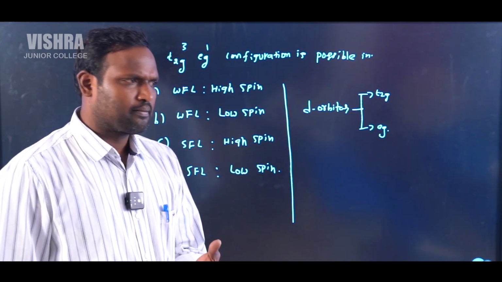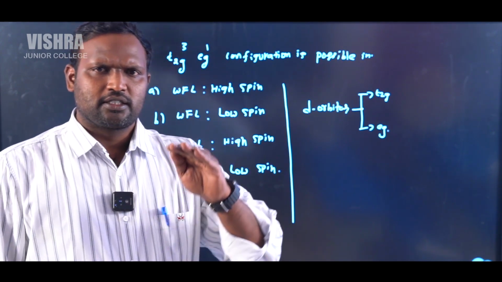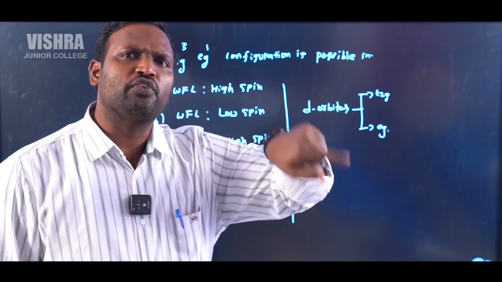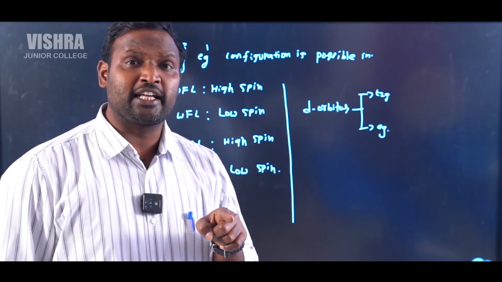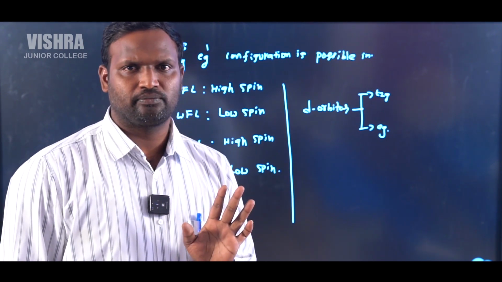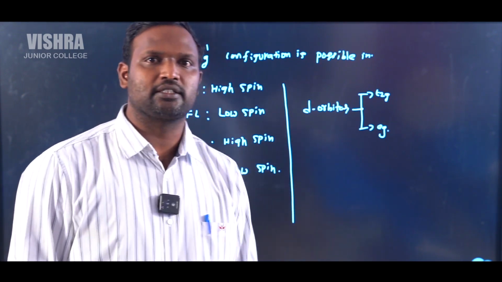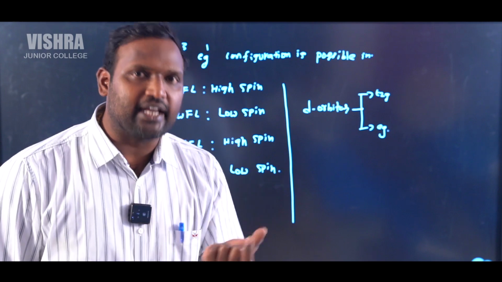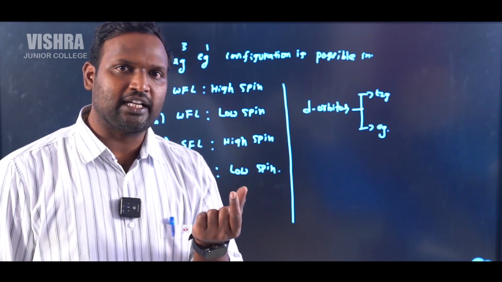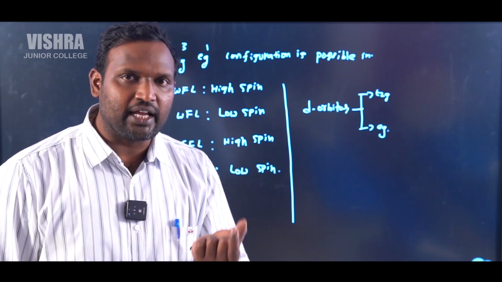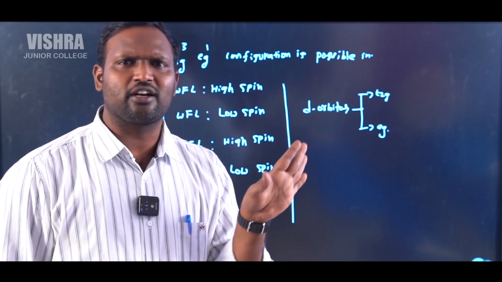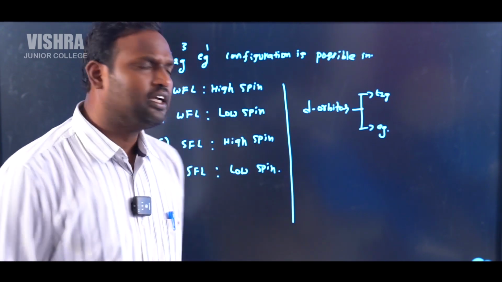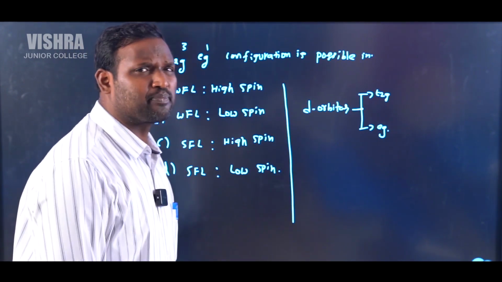So whenever the central metal ion is bonded with a strong field ligand, then electron pairing takes place against Hund's rule. Then it becomes a low spin complex. Whenever the central metal ion is bonded with a weak field ligand, then there is no change in the electronic configuration of the central metal ion. In this case, it represents a high spin complex.